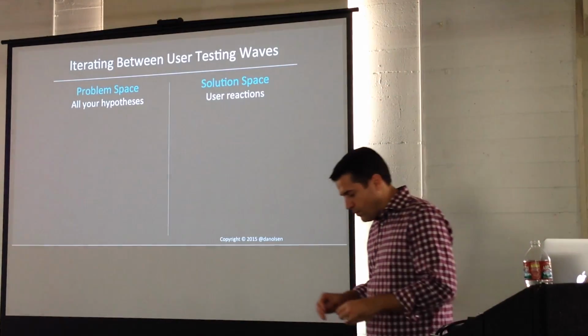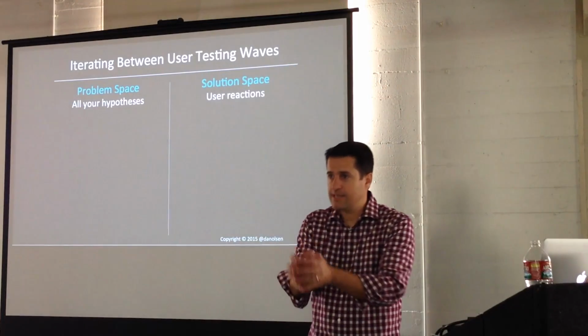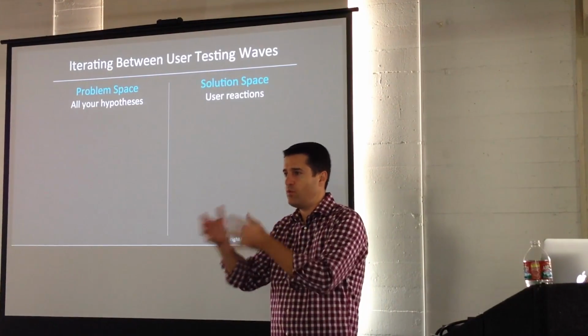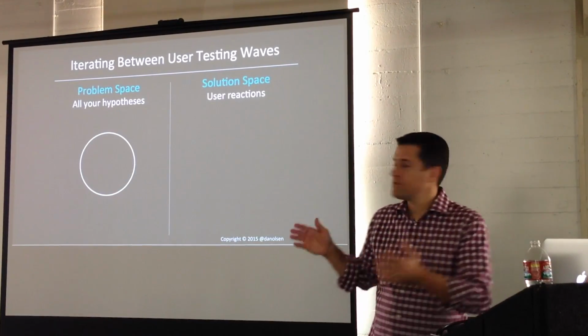Okay, so we're going to do this multiple times. I recommend doing this in waves of 5 one-on-one tests, with batches of 5 to 8 people in a wave. And then you're basically going to get feedback and you're going to iterate. And so let's use our Problemspace Solutionspace.